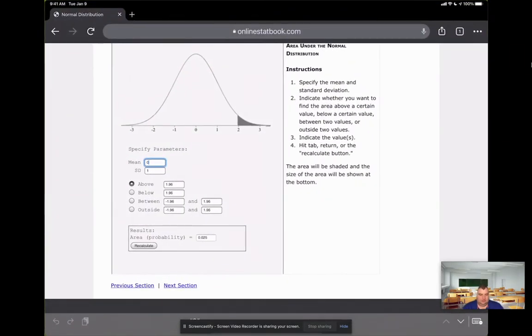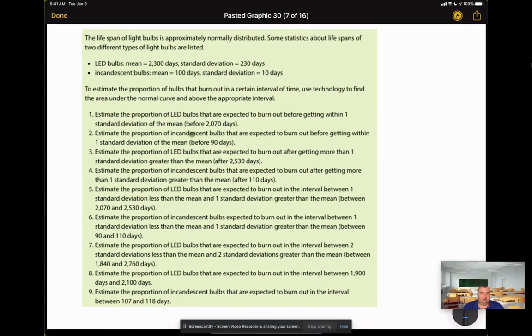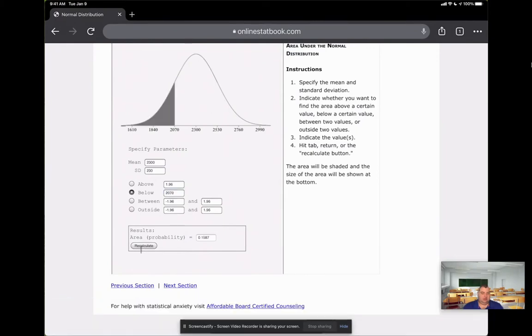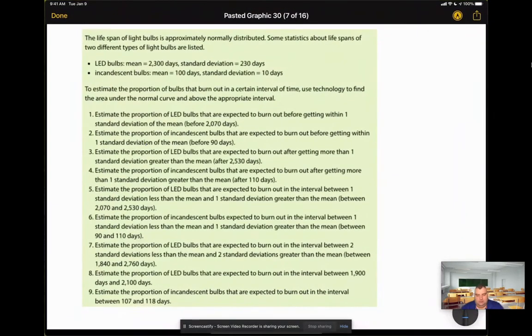So the mean is 2300 and the standard deviation is 230. And we want to know the proportion of LED bulbs that are expected to burn out before, and this is the key, before 2070 days. Before is another word for below. So I'm going to choose below, and I'm going to type in 2070. Okay? And that's all I'm going to do. And I'm going to click on calculate. And notice I get the answer here of 0.1587. So that is the answer to number one. And that is literally how we're going to solve all of these problems here.